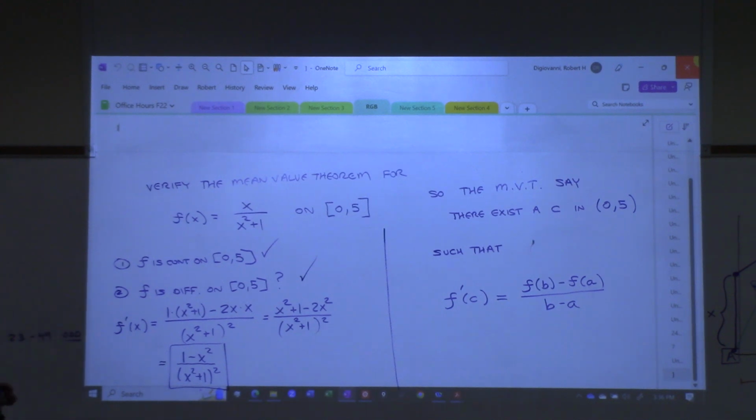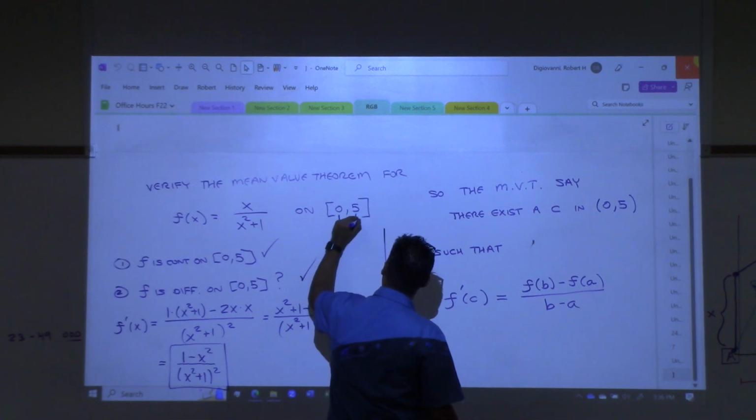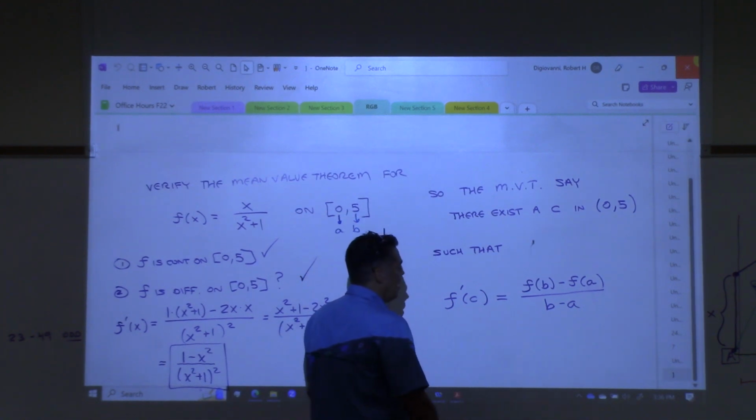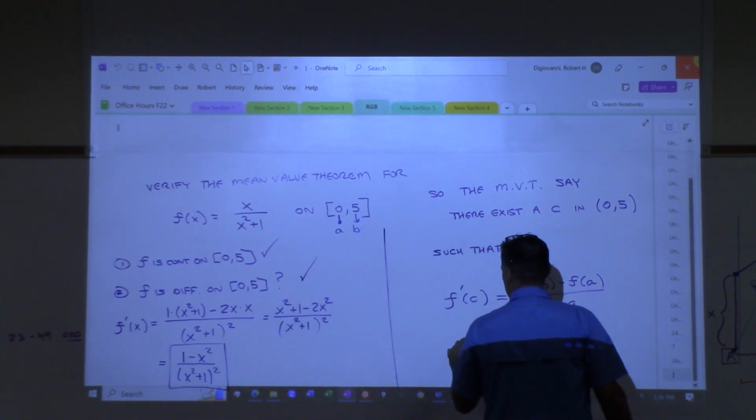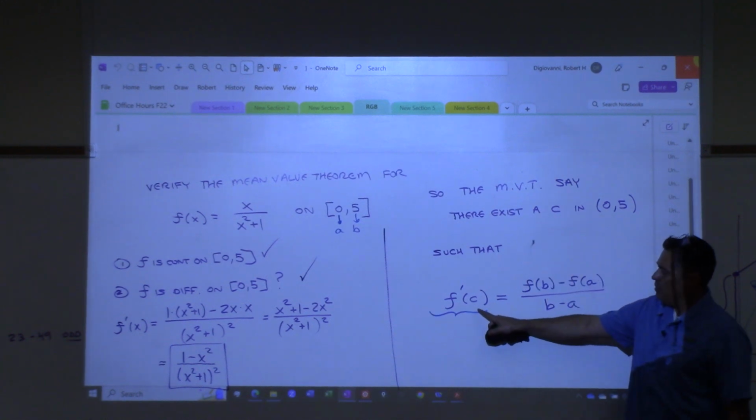Now, what is A and what's B for us? 0 and 5. So this is 0, that's A, and this is 5, that's B. And so I need to come over here and figure out what these are. What is the derivative at C?